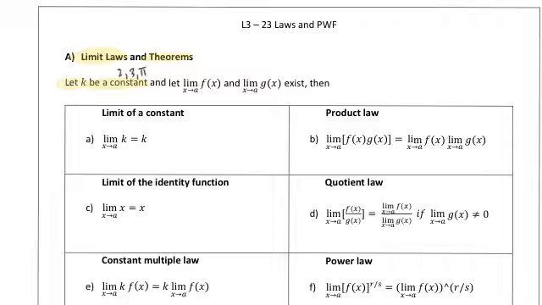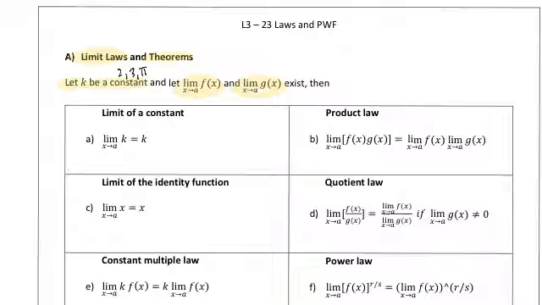The other thing we want to say before we read the laws is that we are assuming that the limit of f of x as x approaches a exists and the limit of g of x as x approaches a exists. So these two limits exist, and now we're going to talk about how we can combine them with the limit laws. So first of all, the limit of a constant is a constant.